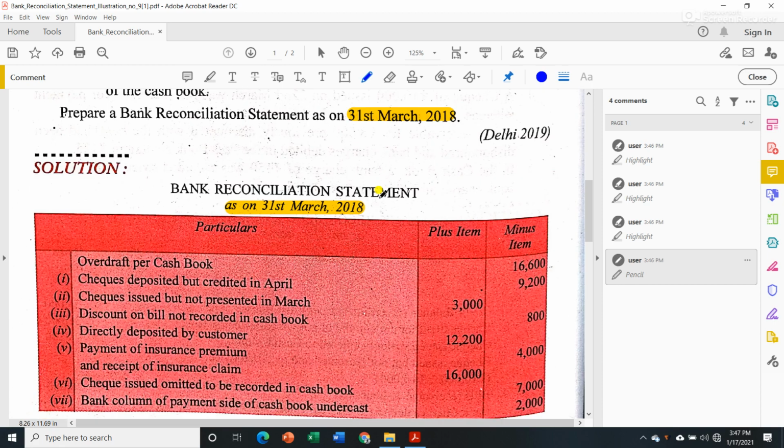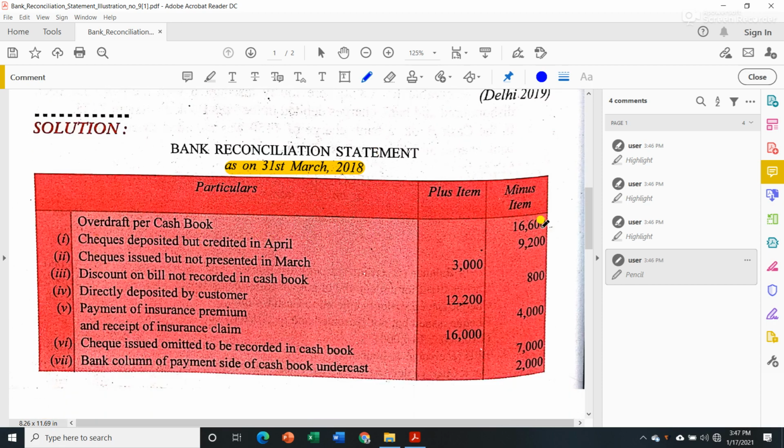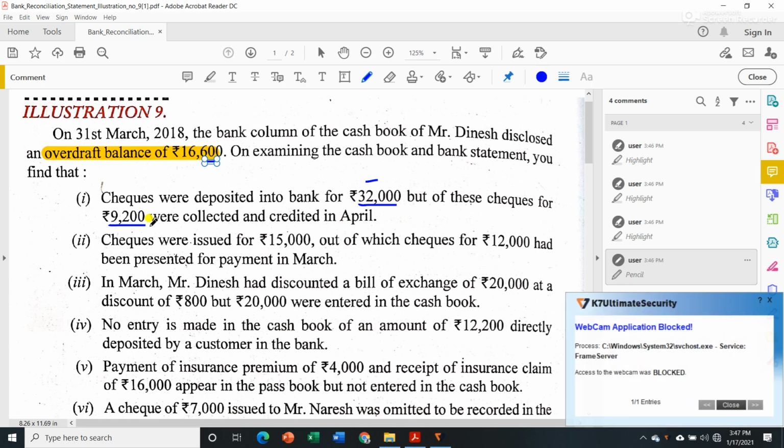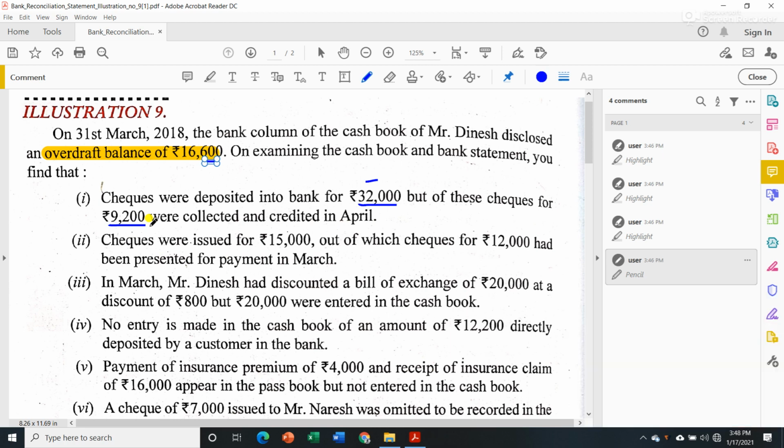Okay, let us see the checks deposited but credited in April. Wait, let me tell you again. Checks were deposited into bank for 32,000. So according to our cash book, we received 32,000 in the month of March, but of these checks, 9,200 were collected and credited in April. That means 9,200 we received in April.